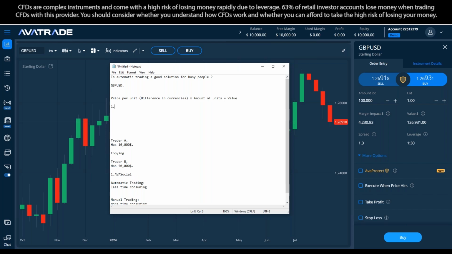In other words, 1.2696 times 100,000. Super simple. It's already written here. I don't even have to calculate it, but yeah, why not? Just a second.